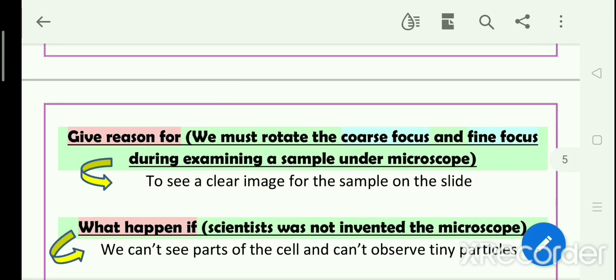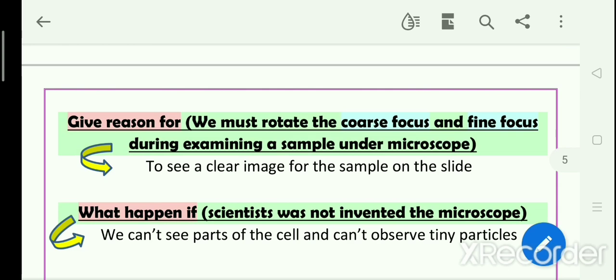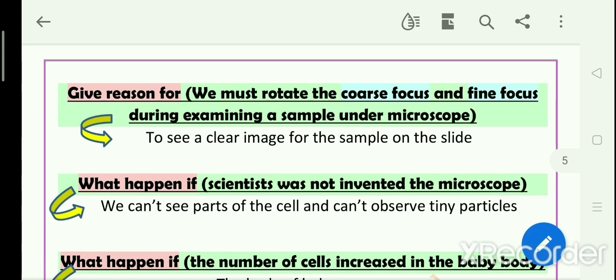Okay, who remembers we said that we must rotate the coarse focus and fine focus? Why? Yes, to see a clear image of the sample. To see the sample in a clear image, we must rotate the coarse focus and fine focus.